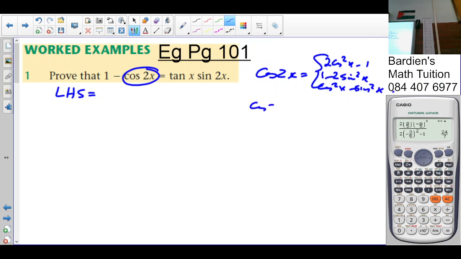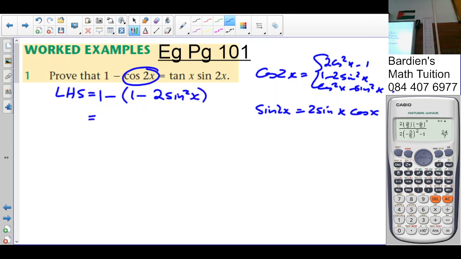Then we know that sine 2x can be written as 2 sine x cos x. Okay. So which one of the three do you think we're going to use here? 1 minus 2 sine squared x. Why? So that I can get rid of the 1. So it becomes 1 minus 2 sine squared x. So that becomes what?